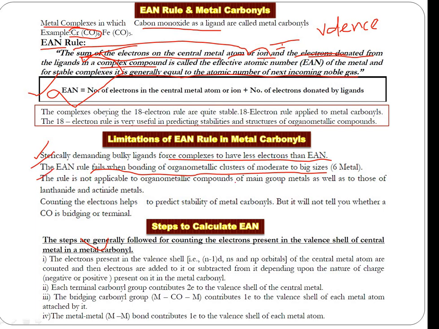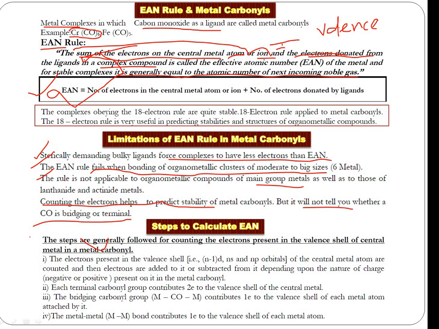The rule is not applicable to organometallic compounds of main group metals. So if in the metal complex the metal is a main group metal, or it belongs to the lanthanides or actinides, you cannot apply this rule. And then, counting the electrons helps to predict the stability of metal carbonyls, but it doesn't tell us whether the carbonyl is bridged or terminal. In carbonyl complexes, there are many types of carbonyl ligands. Sometimes carbonyl acts as a bridging ligand, sometimes as a terminal ligand, but this rule doesn't tell us anything about that. So these are some of the limitations.